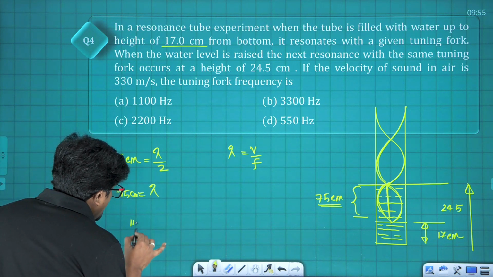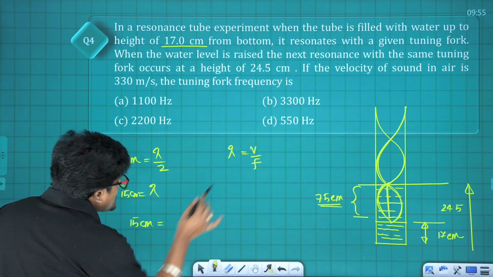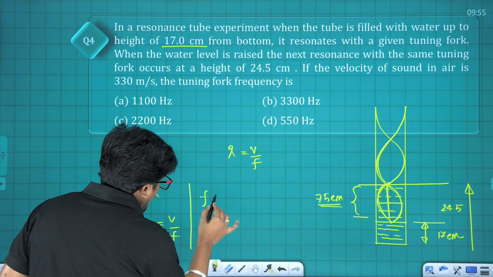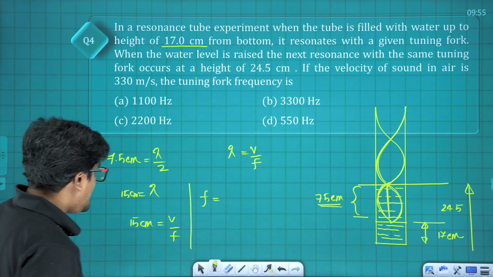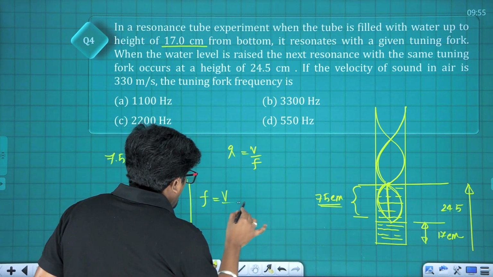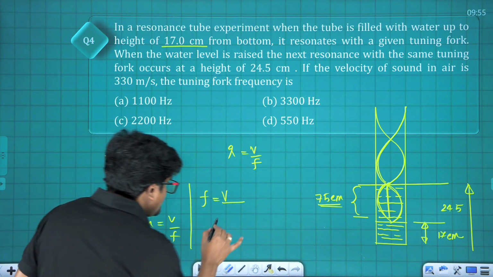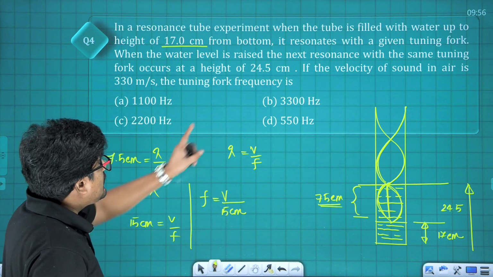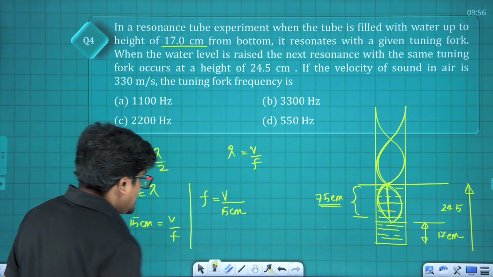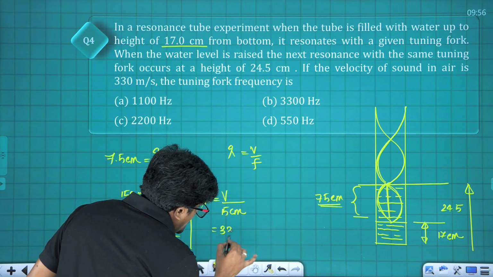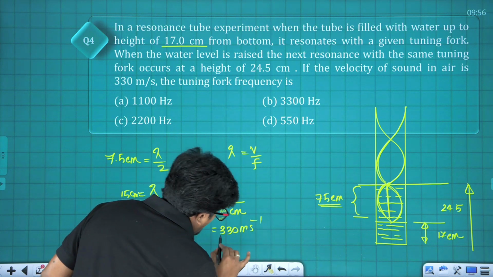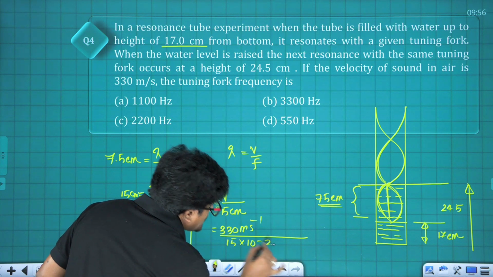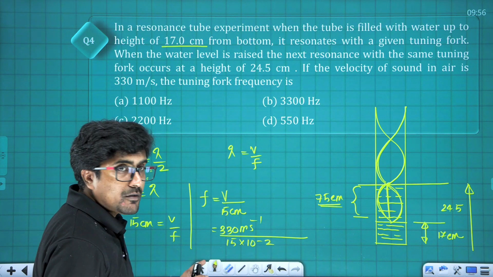So 15 centimeter is equal to V by F, or I can say frequency F needs to be equal to V upon 15 centimeter. And what was V? V was marked as 330 meter per second, all divided by 15 into 10 to the power minus 2.